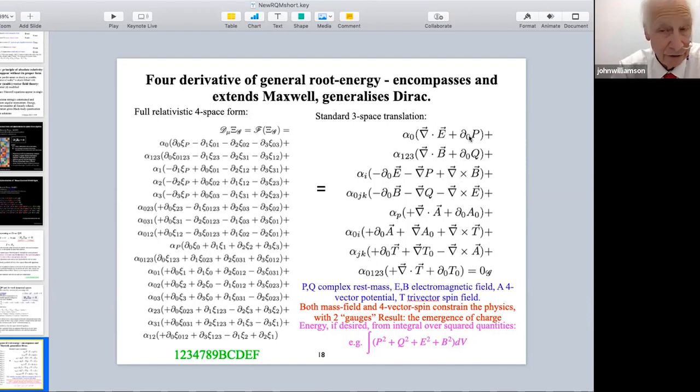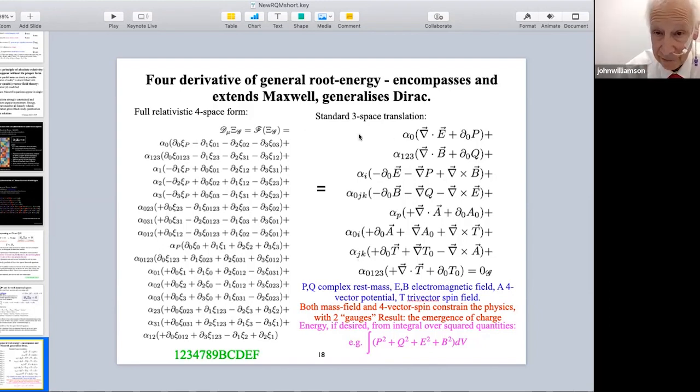If the mass is zero for the photon, one just has Maxwell's equations, as one would expect. One also has equations coupling the vector potential to the spin. These are new gauge equations, vector potential to the spin. So these are the Williamson-van der Mark equations, written here in full four-dimensional form, and then here in a translation using the conventional divergence and curl, because these are just the patterns of divergence and curl.